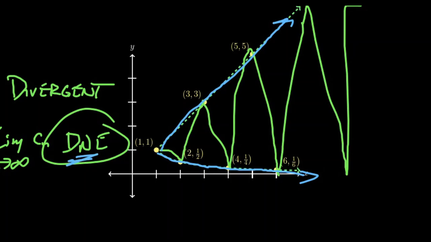This is analogous to when we studied continuous functions. If the left limit said one thing and the right limit said a different thing, then the limit didn't exist because we had this disagreement of witnesses here. We can often calculate limits of sequences using this graphical approach. We could see the convergence or we can see the divergence.